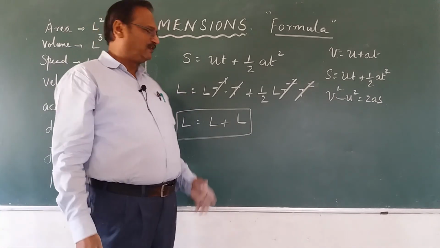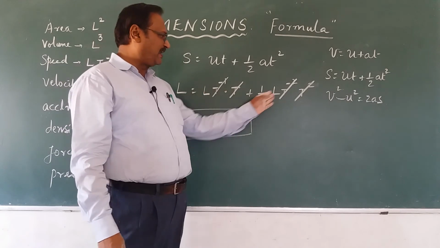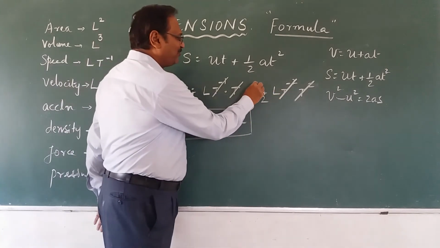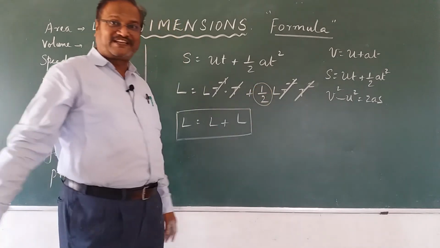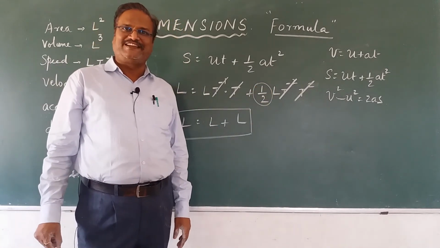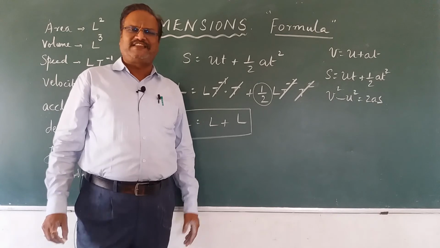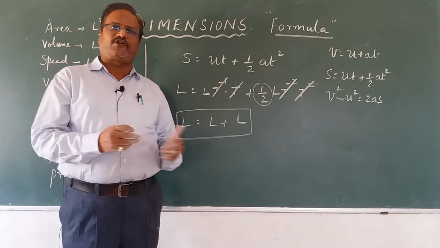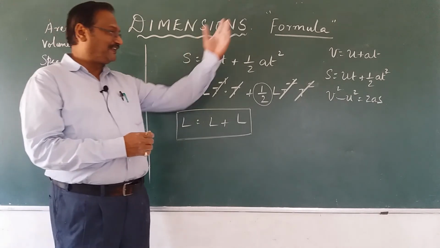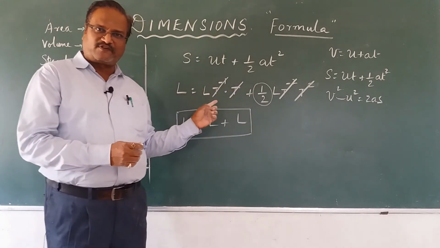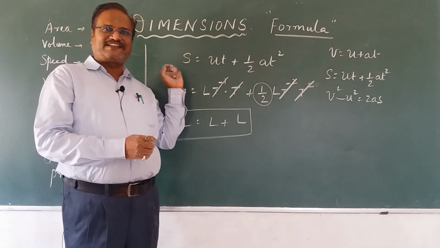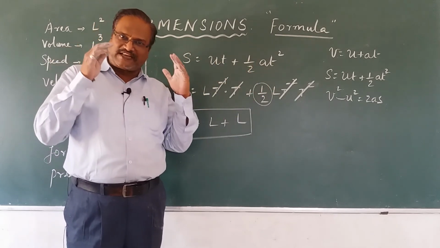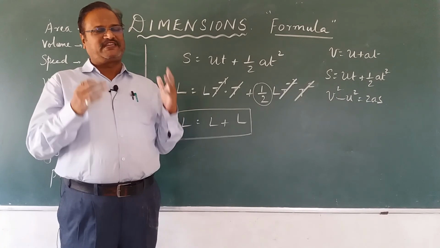Sir, again L is equal to L plus half into L, 1.5 L? No, we cannot include all these kinds of numerical values and constants. In dimensional formula, there are certain limitations, right? Otherwise, it is a very interesting concept, and we have to learn that. So, according to the principle of homogeneity, the left hand side and right hand side have similar dimensions. So, it is dimensionally correct.